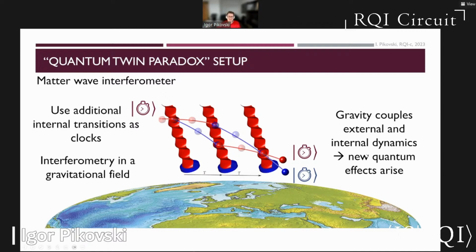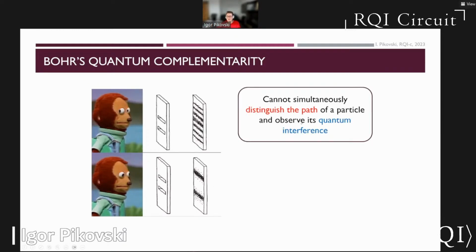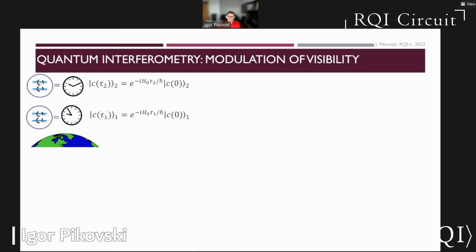Well, what are these quantum effects? They really just go back to this fundamental principle of Bohr's quantum complementarity, which is summarized here in these two pictures. Namely, there's interference if you don't look at it. If you look at it, the interference washes away. So there's a trade-off between visibility and distinguishability in quantum mechanics, which I just want to briefly flash. And that is really what's happening here in this kind of proper time interferometry that we proposed, or clock interference, or single-clock quantum twin paradox, or something like that.